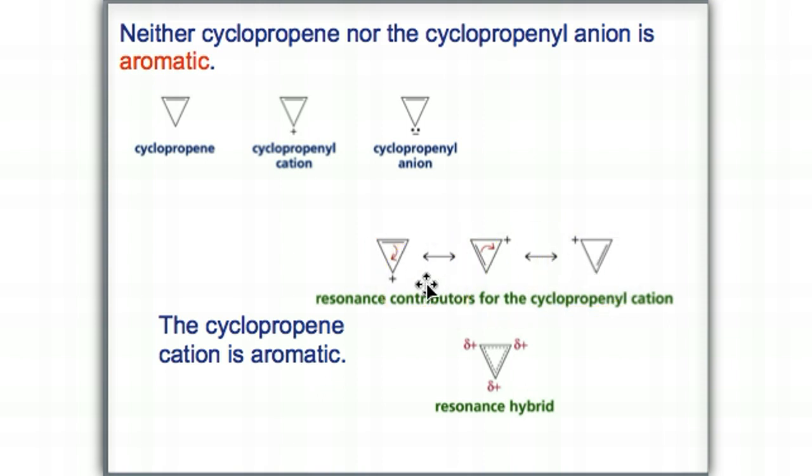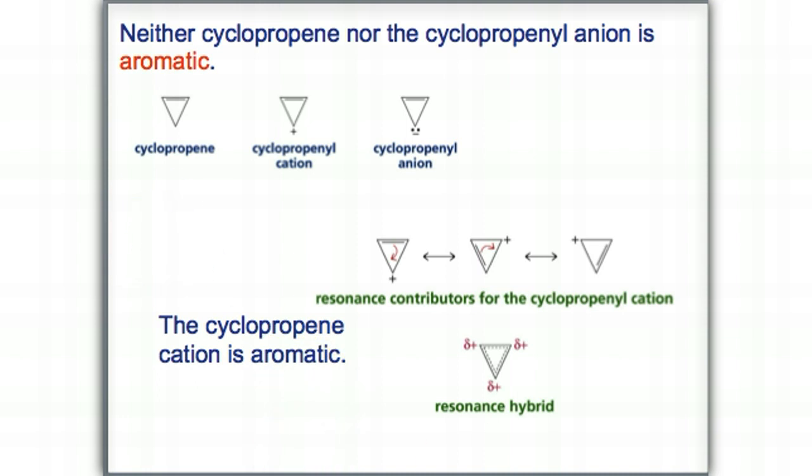Why is cyclopropenyl anion not aromatic? Because although it has an uninterrupted ring of p orbital bearing atoms, all carbons are sp2 hybridized, its pi cloud has 2, which is an even number, pairs of pi electrons. So, cyclopropene is non-aromatic, cyclopropenyl cation is aromatic, and cyclopropenyl anion is non-aromatic.